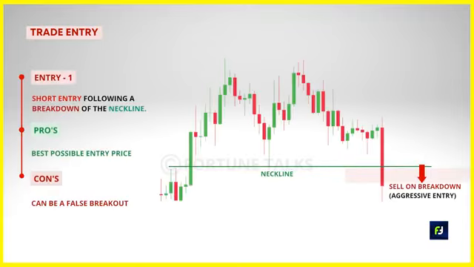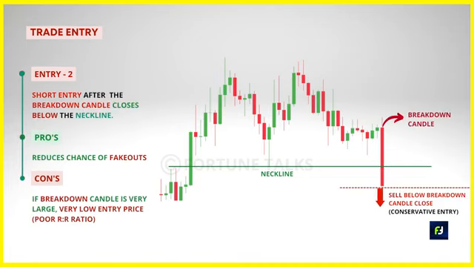Now, the most aggressive entry is when the price breaks below the neckline or the support level. The idea is to wait for a breakout candle to close below the neckline and then take a short entry below the close or the low price of the breakout candle. Now, waiting for the candle to close will ensure that the candle closes below the neckline and suggests that it is not a false breakout.